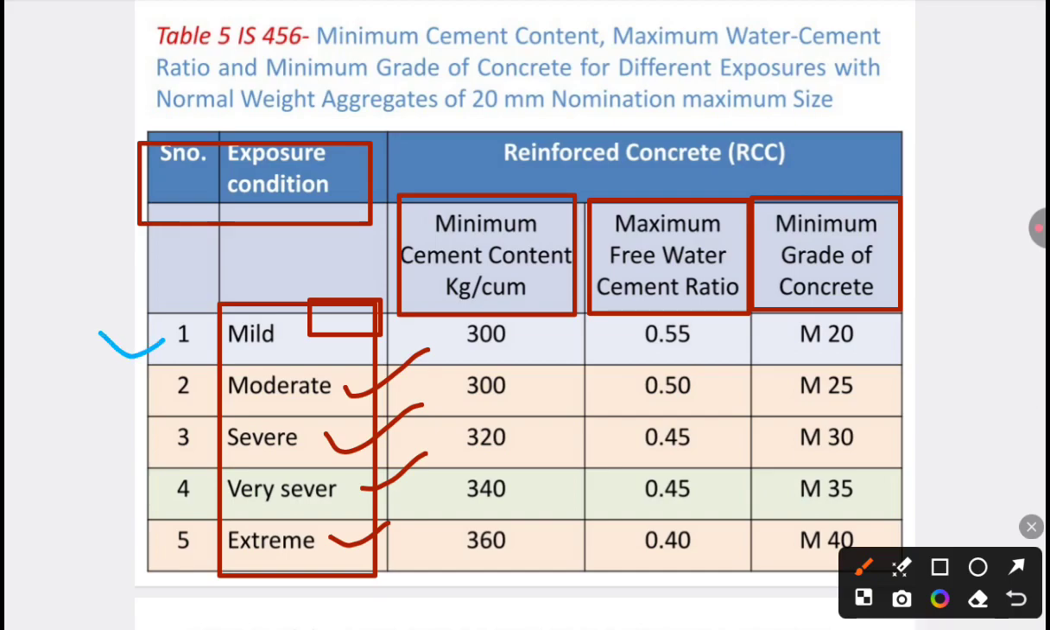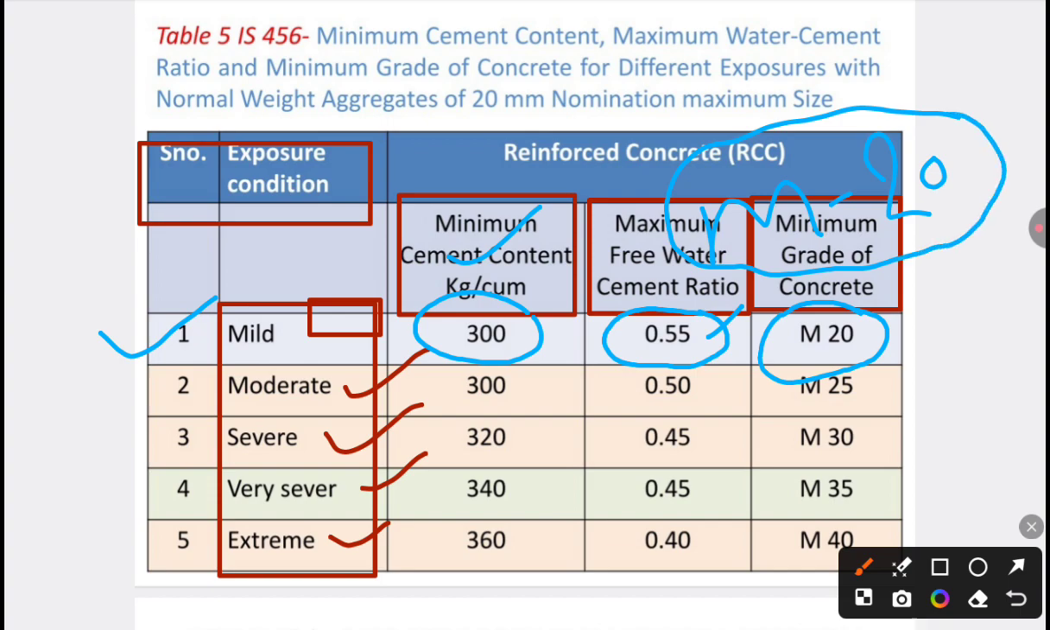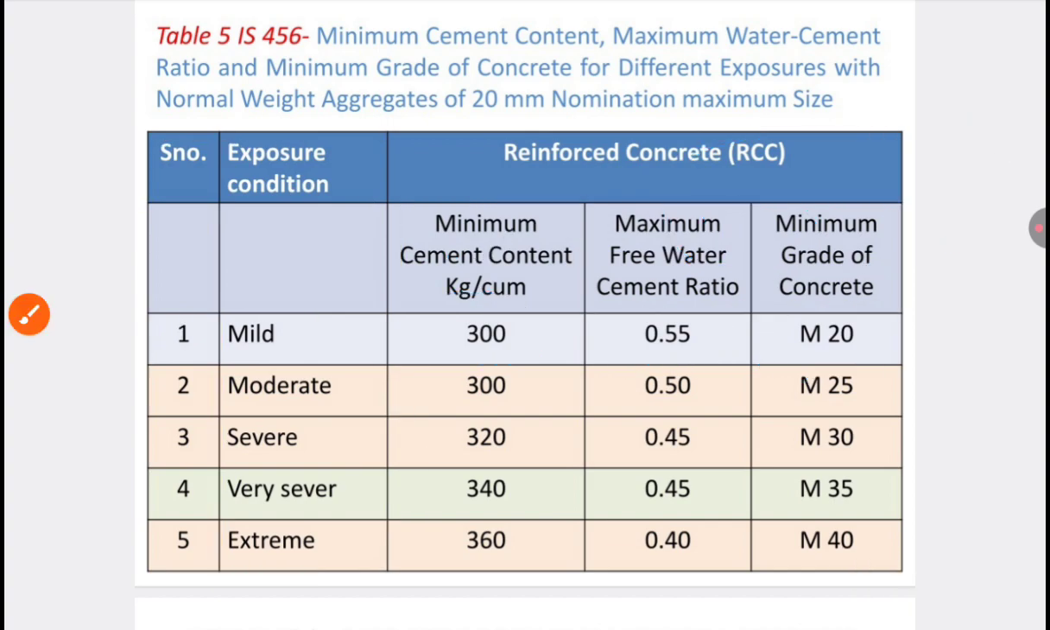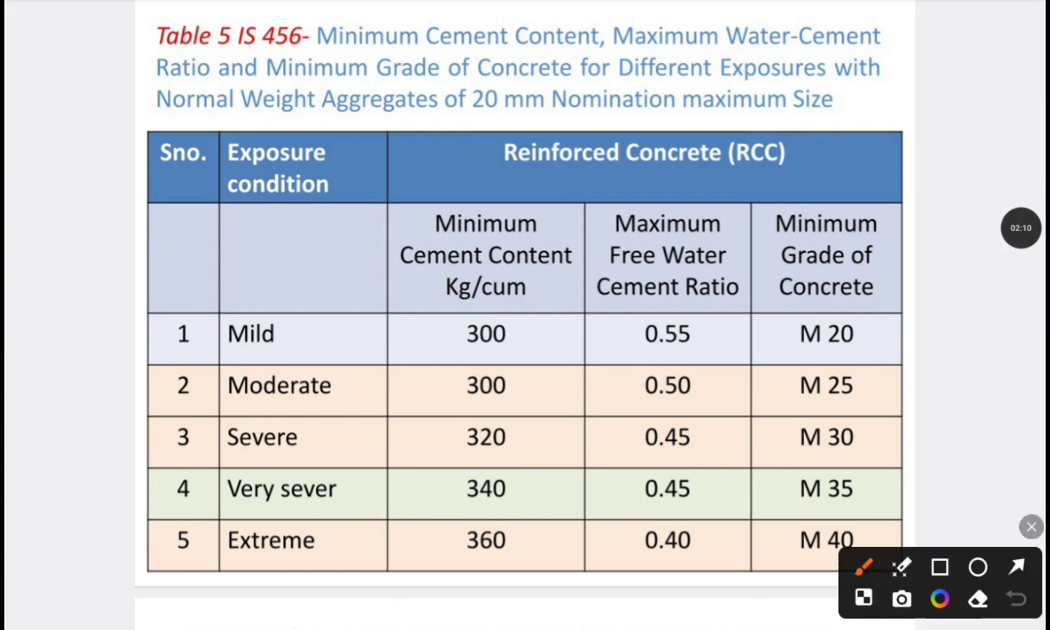First, if we see the mild conditions of exposure, in these conditions we have to maintain a minimum of 300 kg per m³ cement. This is most important. We have to adopt a maximum water cement ratio of 0.55. The minimum grade of concrete for the mild conditions should be M20. In the previous video, we have already discussed what the meaning of M20 is.